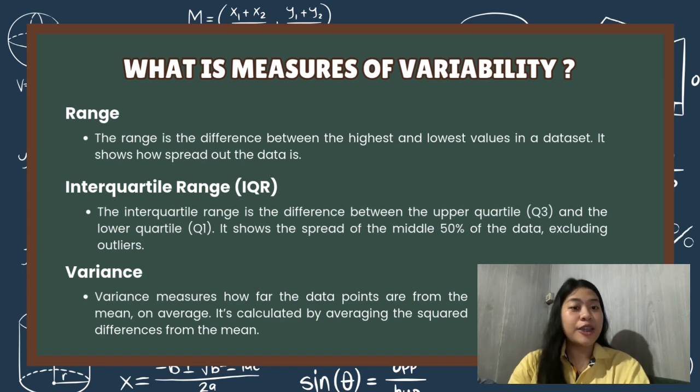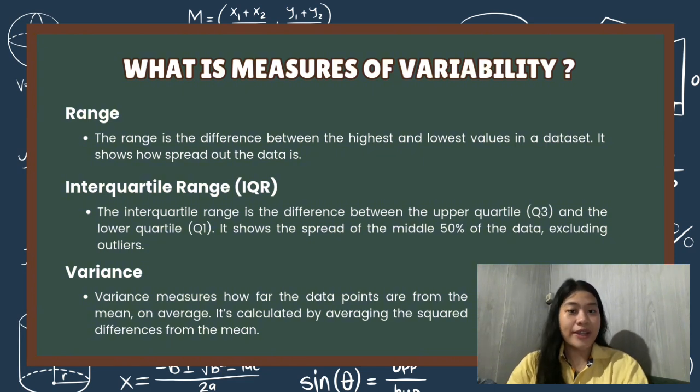Second is the interquartile range. The interquartile range focuses on the middle 50% of the data. It's the difference between the upper quartile or Q3 and the lower quartile or Q1. This measure is great for ignoring outliers and understanding the main spread of the data.